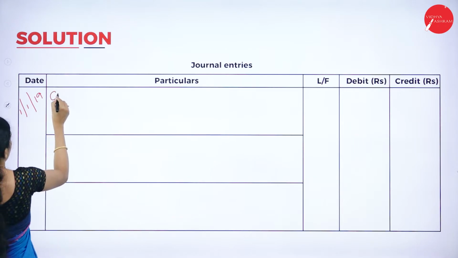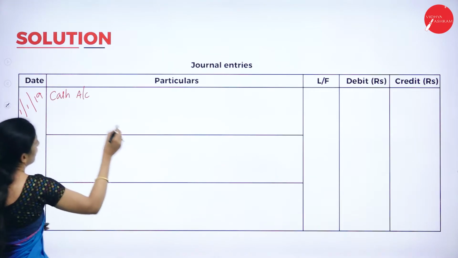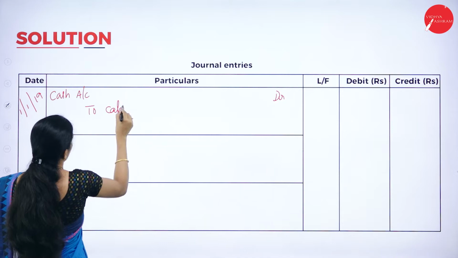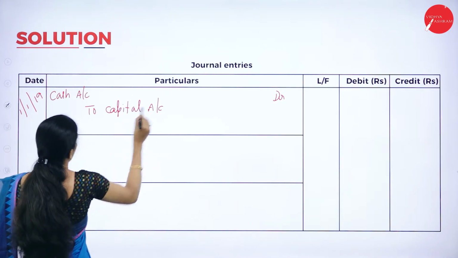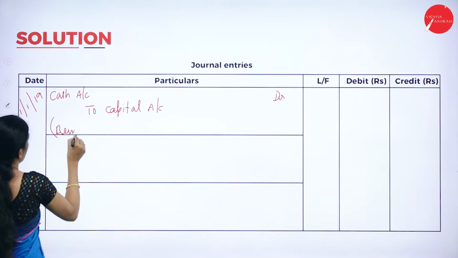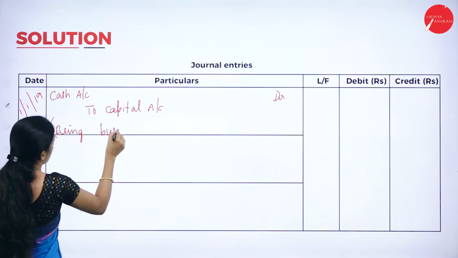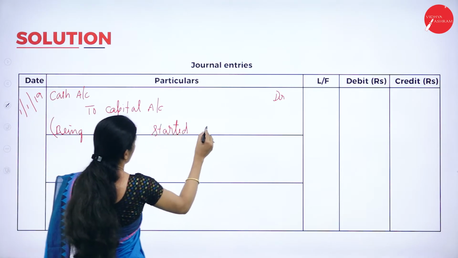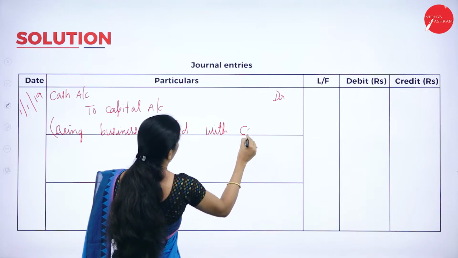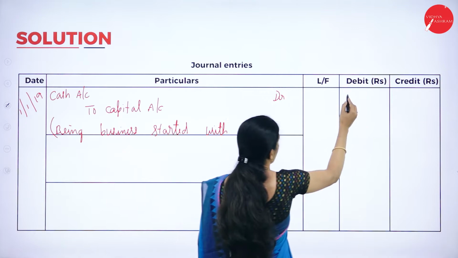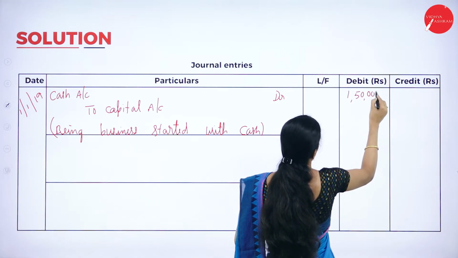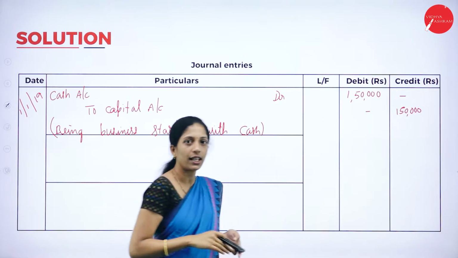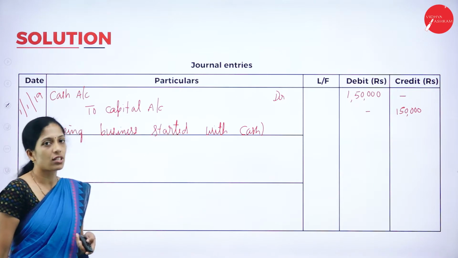So, what is your first journal entry? Cash account debit to capital account. Write the narration: being business started with cash. What is the amount? The amount is 1,50,000. Already we have seen how to record the journal entry. So, this will be the first journal entry.